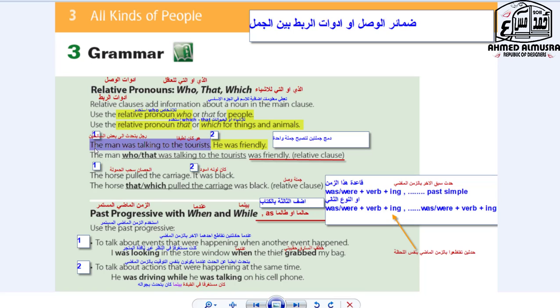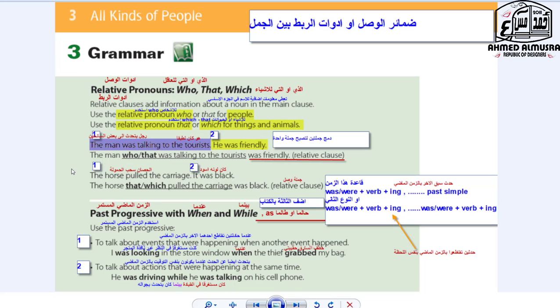Next, number 2 is a connection between two separate sentences, so I'm going to gather them in one sentence. Look at this: The man was talking to tourists. He was friendly. So I'm going to join the two sentences into one. The man who was talking to some tourists was friendly. This is the relative clause, or relative pronoun. I use who with the man.